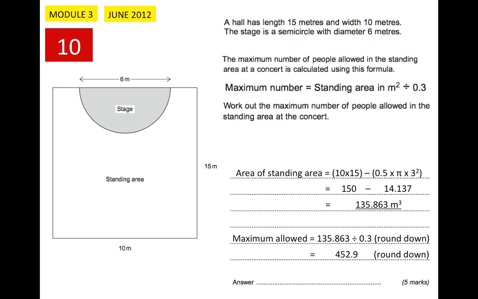So according to the formula, you're allowed 452.9 people in there. But of course, if you have 453 in there, then you're over the limit and you're breaking the regulations. So you have to round that down. So the number of people you're allowed is 452.